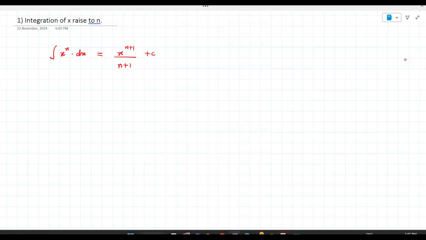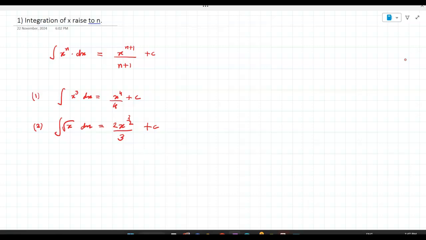When can you apply this formula? x is the base. x has to be in the numerator. Let's look at examples here. Suppose I ask you to integrate x cube dx. That's very simple: x raised to 4 upon 4 plus c. That's no problem at all. It can be a fraction, like root x. So x raised to 3 upon 2, over 3 upon 2, plus c.